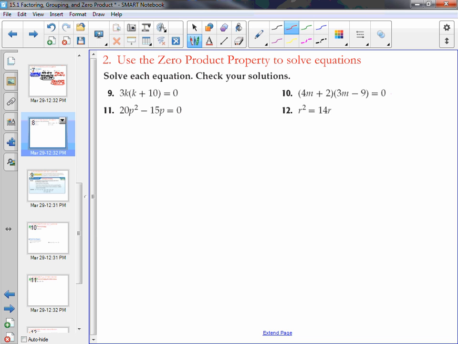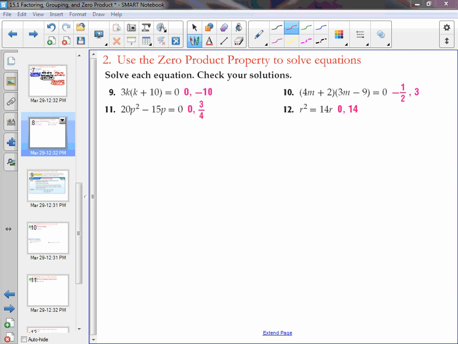Solve each equation. Questions? You have something to work for you? Number 11.